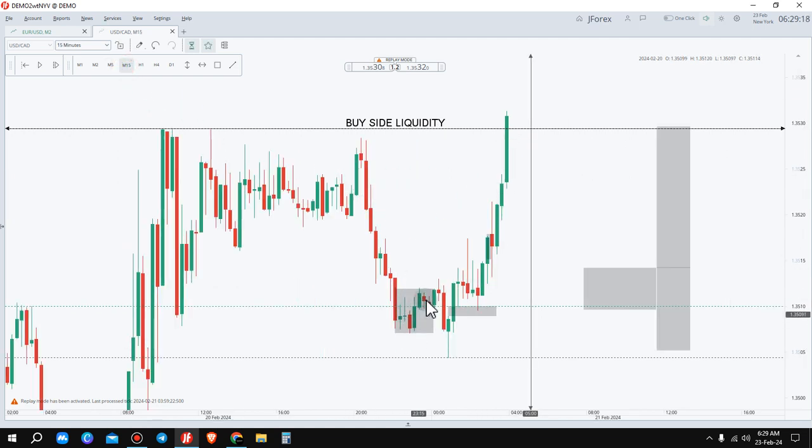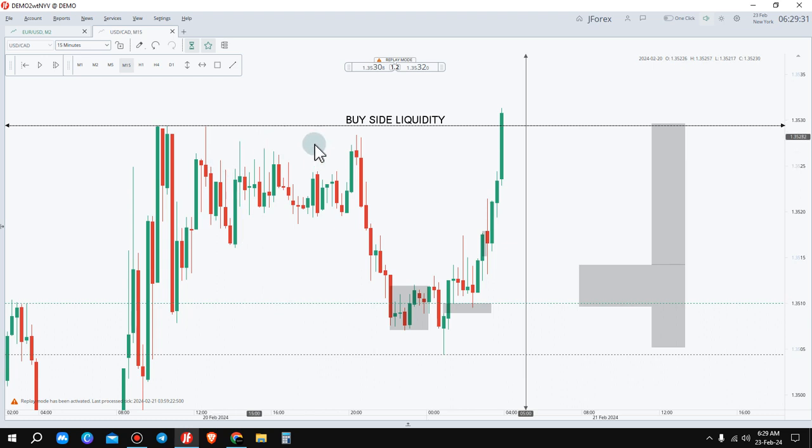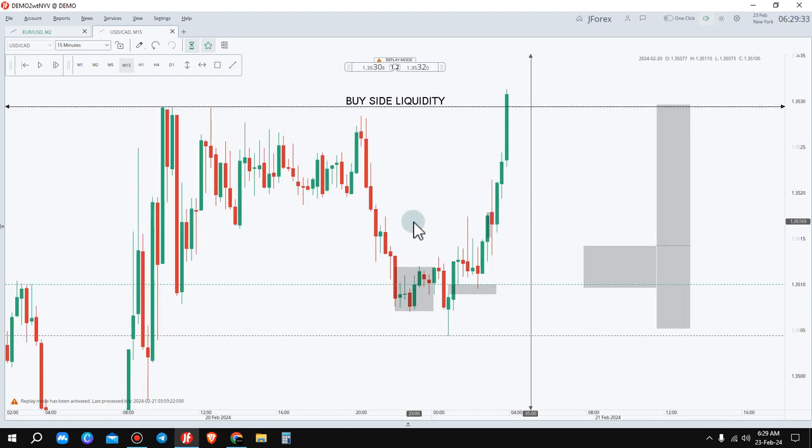First, wait for an accumulation. This is the pattern. This is for a buy day setup. An accumulation, then manipulation to the downside, and then you see a distribution to the buy side liquidity. That's it. A very simple trade.